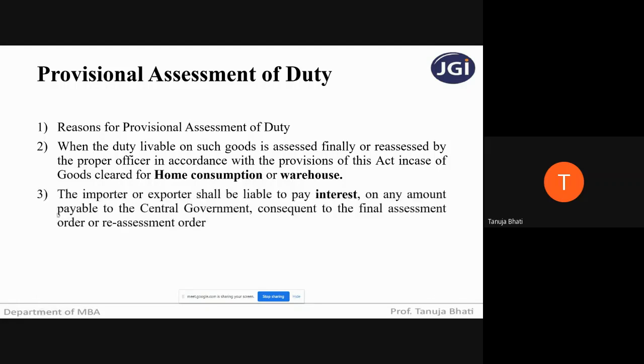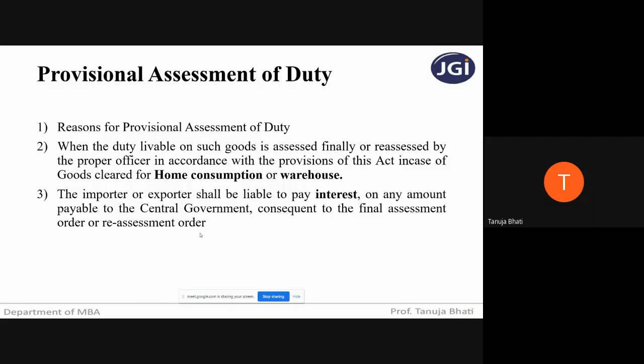Third, the importer or exporter shall be liable to pay interest on any amount payable to the central government consequent to the final assessment order or reassessment order. See students, as I told you all, suppose the importer or exporter has roughly calculated the duty and paid, and later the actual duty has been calculated by the proper officer.